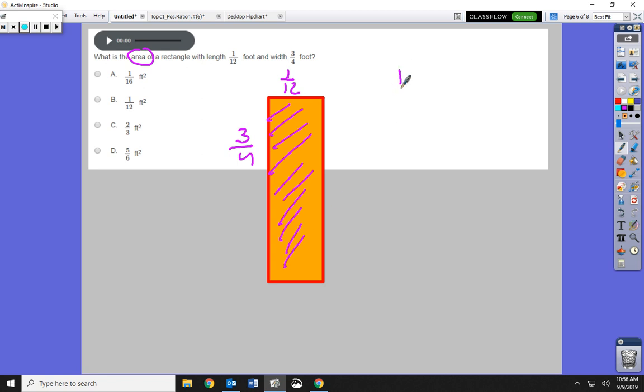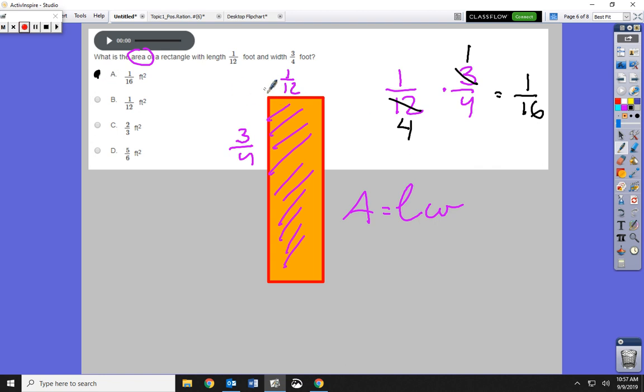I want to find the space of the inside of this. So I'm going to go 1/12 times 3/4, because area of a rectangle or square is length times width. I can do a little cross reduction here. 3 and 12 have a common factor of 3. 3 is a factor of 3 once. 3 is a factor of 12 4 times. 1 times 1 is 1. 4 times 4 is 16. My answer is 1/16 square feet, which would be my total area. Again, area of a rectangle is length times width.